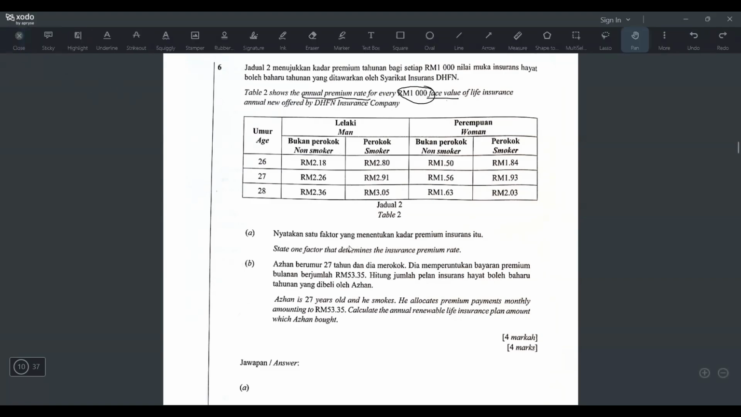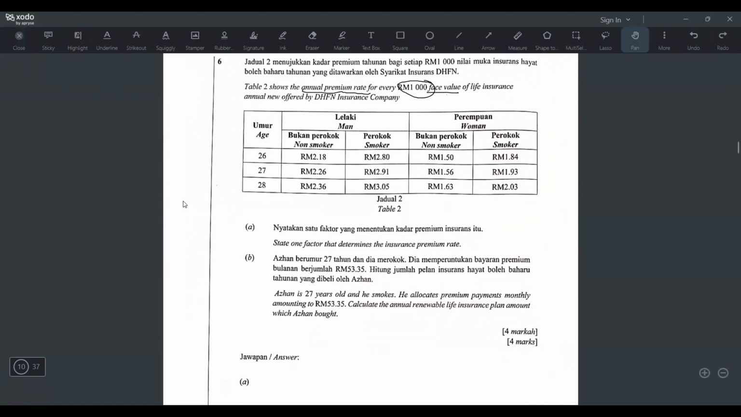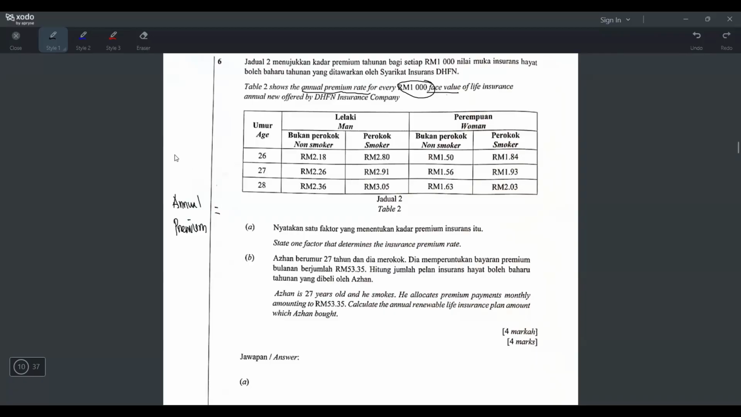Okay, but before I continue, I want to talk to you about the life insurance premium formula, because if you don't know the formula, it's very hard for you to do this question. So let's write down the formula for annual premium. This is the formula. So what is the formula to calculate annual premium for life insurance? You take the face value, divide by 1000, times the rate. Okay, so this is the formula that you need to know.